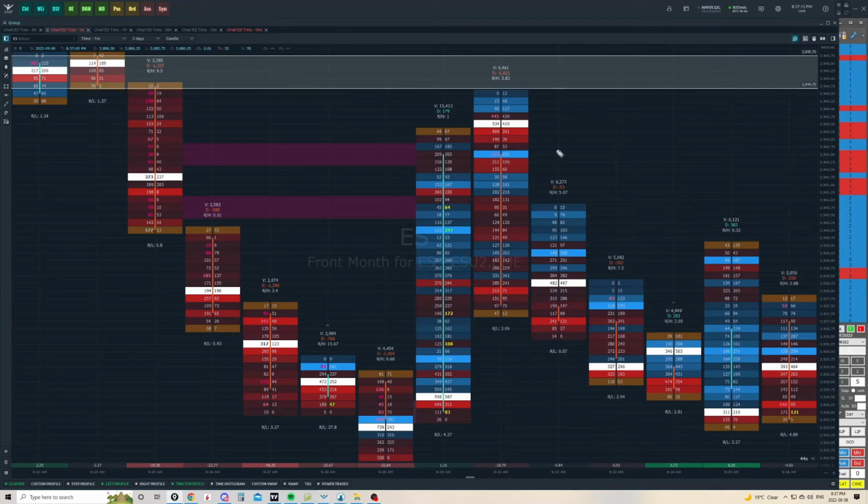So what do we see? We see a push up, that's our topping tail, and then we get rejected. Now, I've got some key things highlighted on my footprint chart. You'll see I have a couple numbers that are pink, some are yellow, some are green.